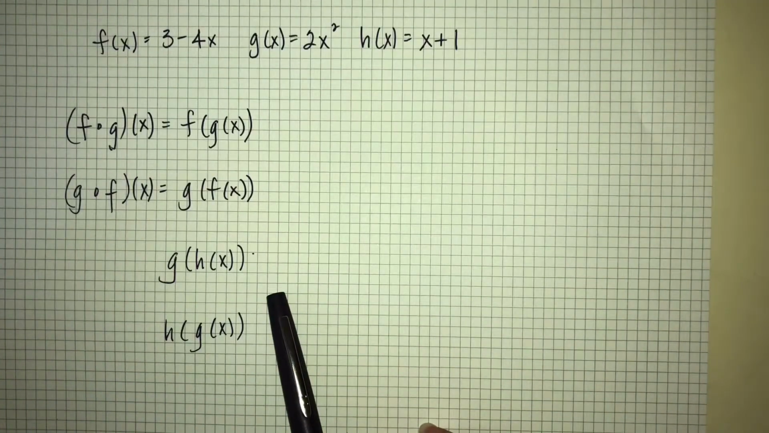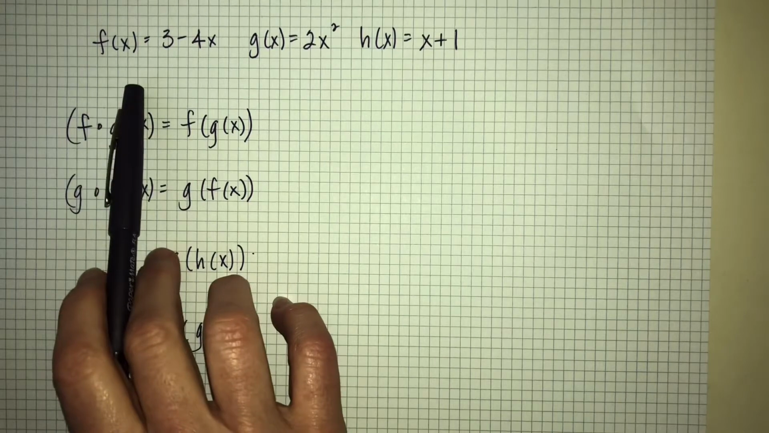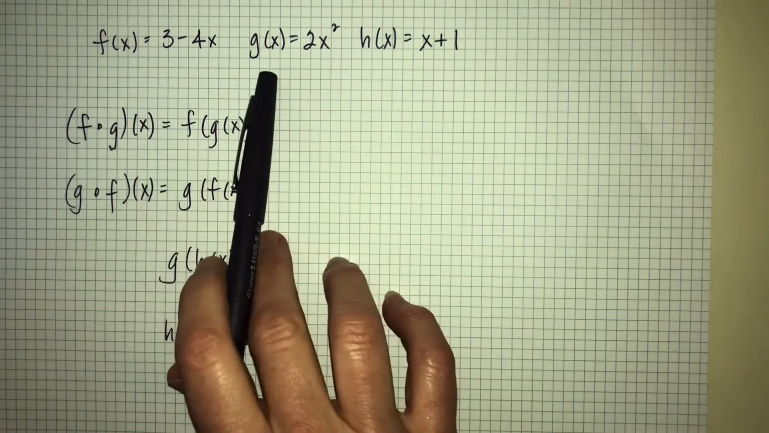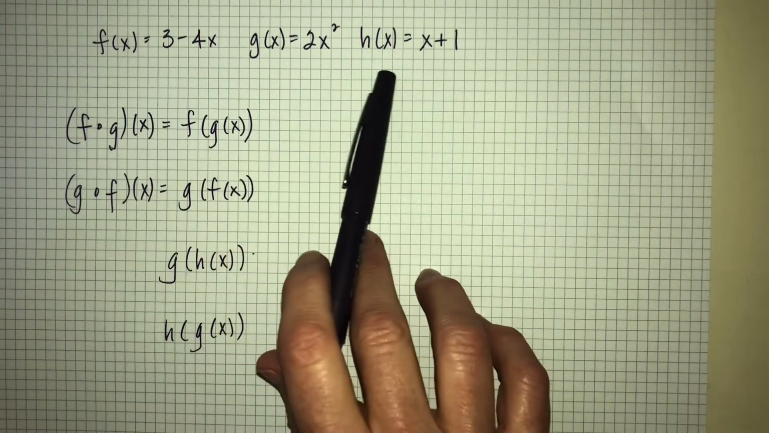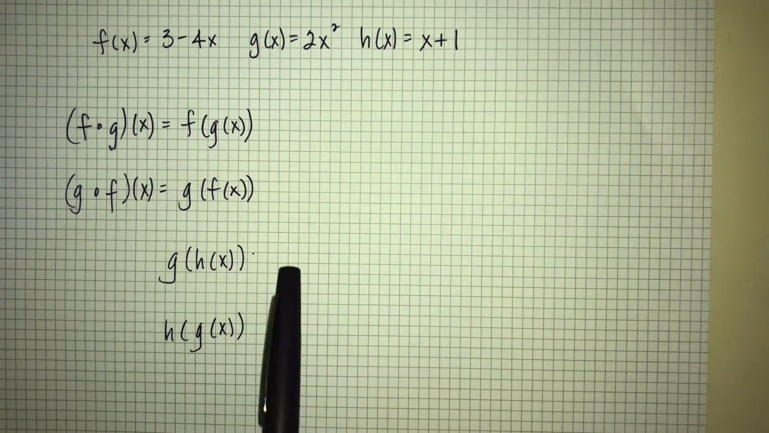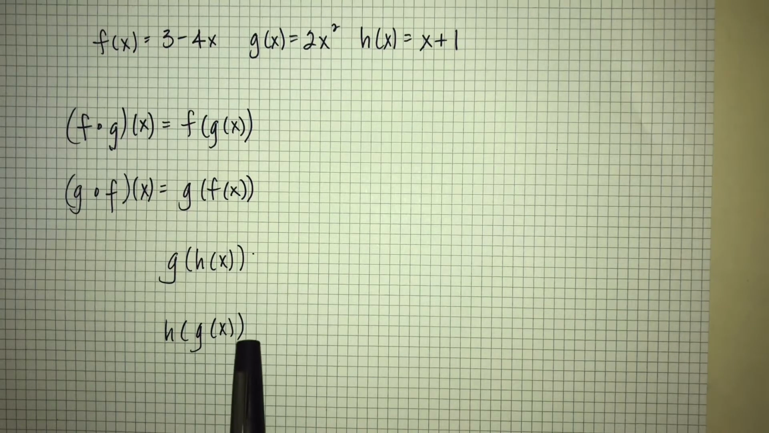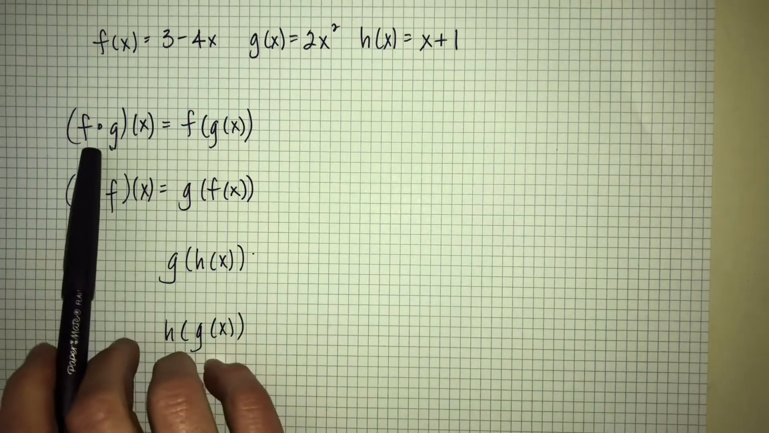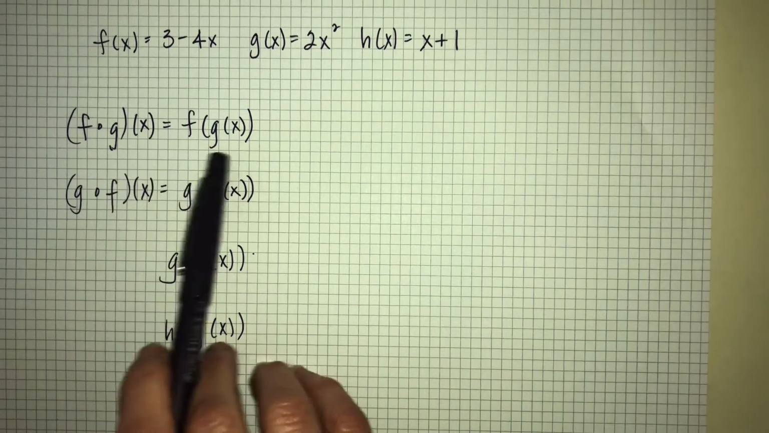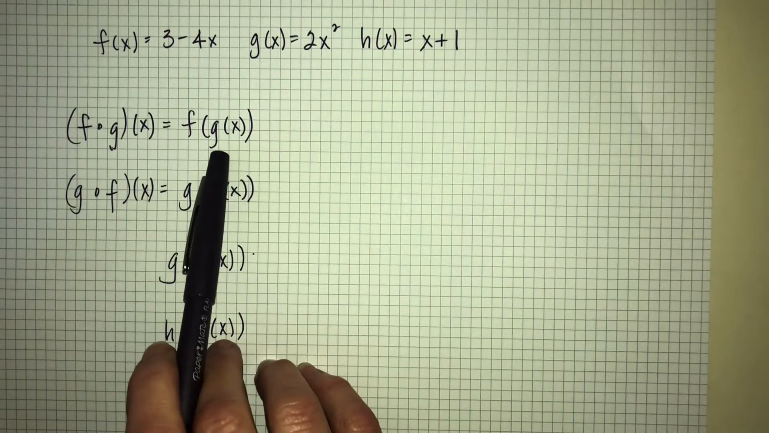Hey everyone, let's talk composition of functions. We've got three functions given up here. f of x equals 3 minus 4x, g of x equals 2x squared, and h of x equals x plus 1. When you have a composition of functions that you need to do, you may see it given like this, which is read f of g of x, or like this, also read f of g of x.